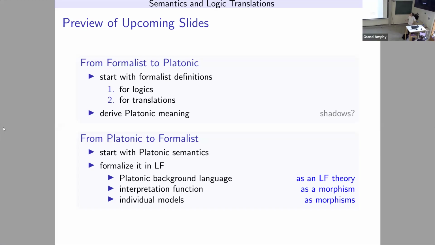And then we do the opposite: start with the objects that the Platonists work with, and formalize those in LF. In particular, formalize the semantic ambient theory, formalize the interpretation functions, formalize this part first.